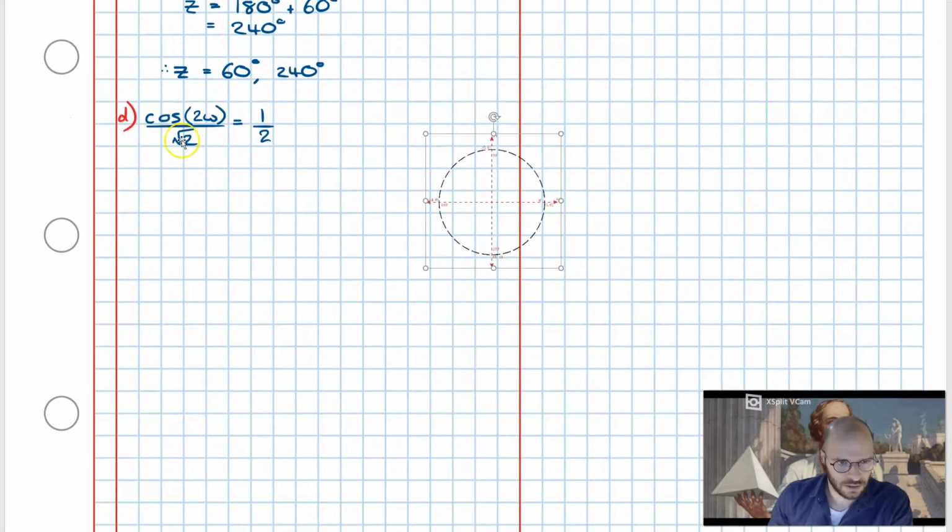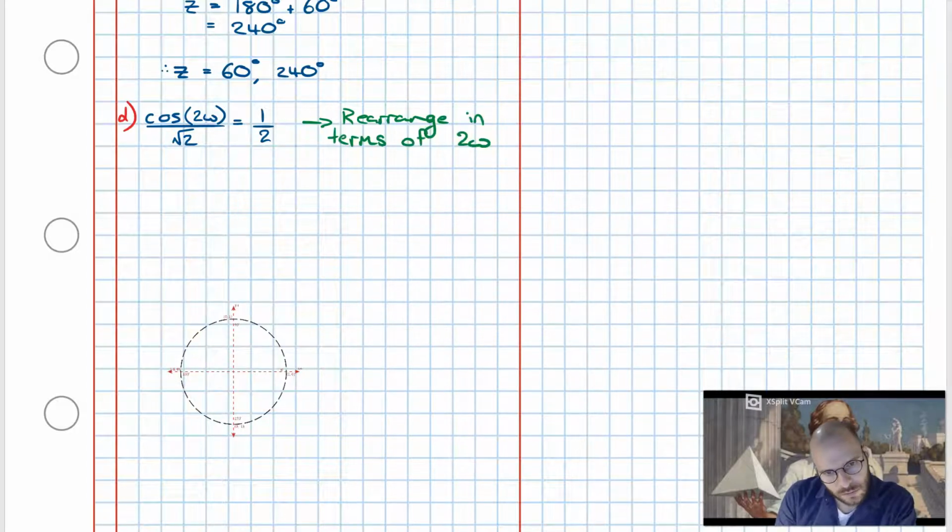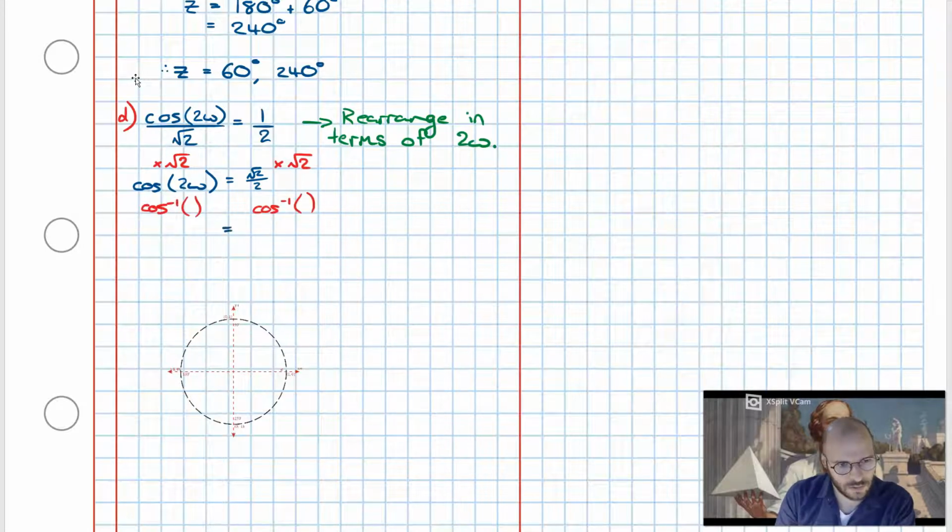In D we have cosine of 2w divided by root 2 equals 1 over 2. So once again, what we're going to do is rearrange this in terms of, in our case, 2w. Notice we're going to 2w and not just simply w. It'll make sense when we get to the end. So to do this, we multiply both sides by the square root of 2. And that's going to yield cosine of 2w equals root 2 over 2. Now I'm going to take the inverse cosine of both sides, and that will give us 2w is equal to the inverse cosine of root 2 over 2, our favourite exact value today.